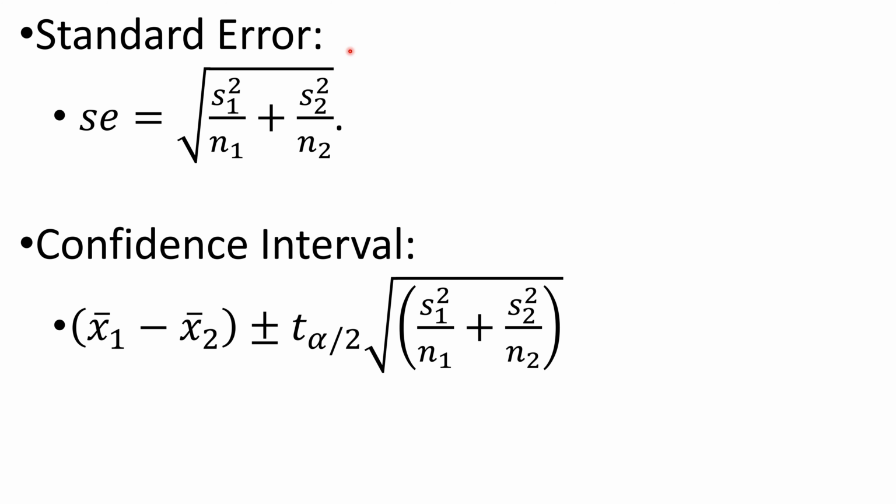Here is a formula to calculate the standard error. Recall that we are assuming the population variances in the two groups are not equal. So that's why we have two parts here: one part for group 1 and another part for group 2. And this is the formula to calculate the confidence interval.